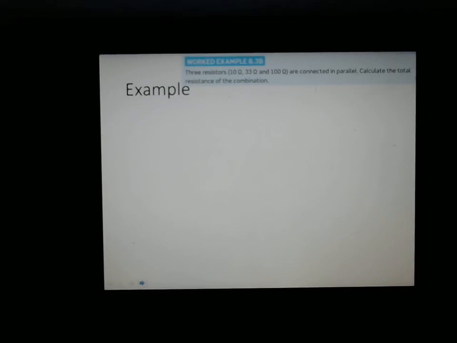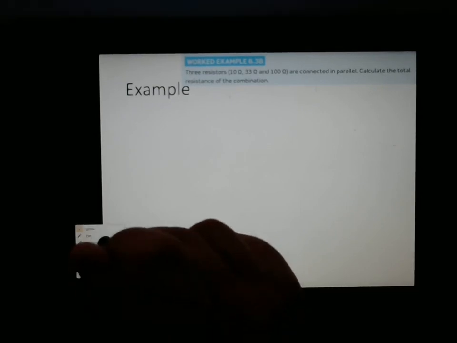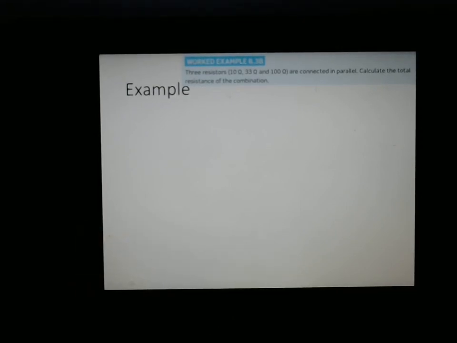Here's 8.3b. Here are our 3 resistors from before. 10, 33 and 100 are connected in parallel. Calculate the total resistance of the combination. Note, while I did say that every time we add another resistor on, it means the current gets through a bit easier. It doesn't mean necessarily the resistance gets less, but we'll see what the math gives us.